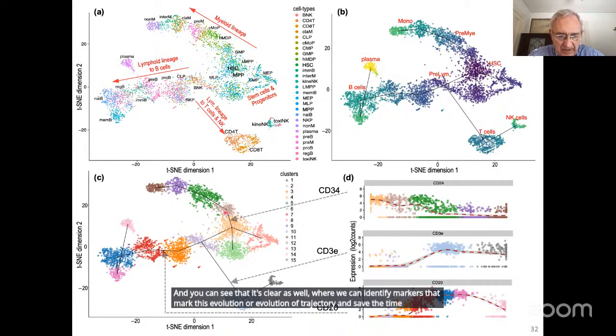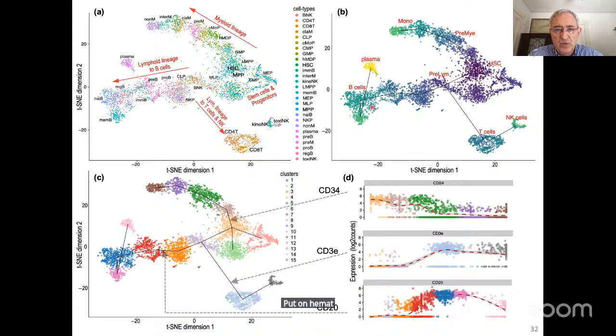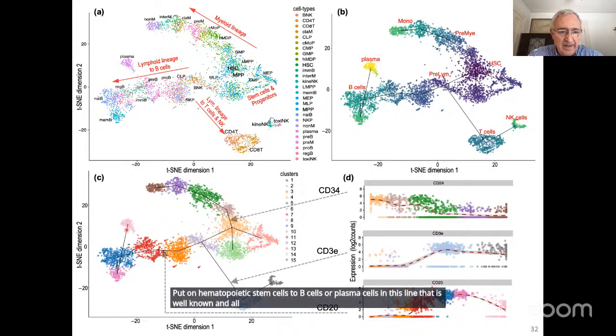Some people call this pseudotime. I don't like these pseudotime things, but in the end it is how we move from hematopoietic stem cells to B cells or plasma cells in this line that is well known, and all the cells are very well located in these trajectories according to the gene profile.